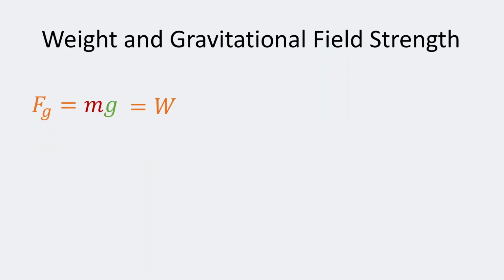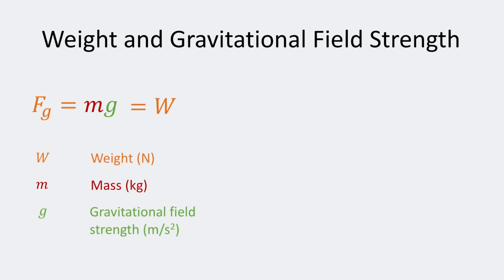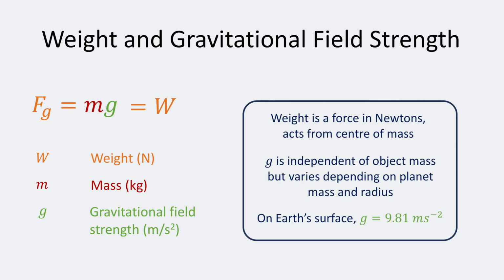In the very first video, we went over how the force due to gravity near Earth's surface is called weight, and it's given by mass times gravitational field strength. Weight is given in newtons, mass in kilograms, and gravitational field strength in meters per second squared, same units as acceleration. Important to remember is that weight is a force in newtons, it's not given in kilograms, and it acts from the center of mass of the object.